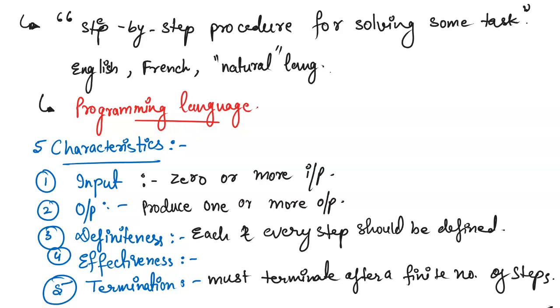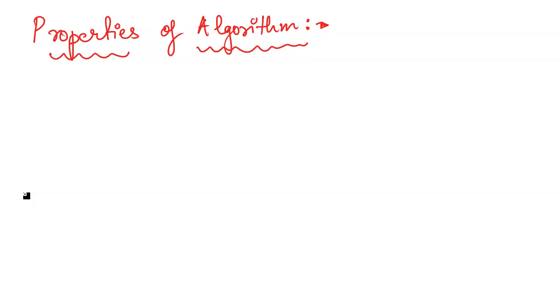Now let us see the properties of algorithm. So simply writing a sequence of instructions as an algorithm is not sufficient to accomplish a certain task. So it is necessary to have the following properties associated with an algorithm. The first property is non-ambiguity. So each step in an algorithm should be non-ambiguous.